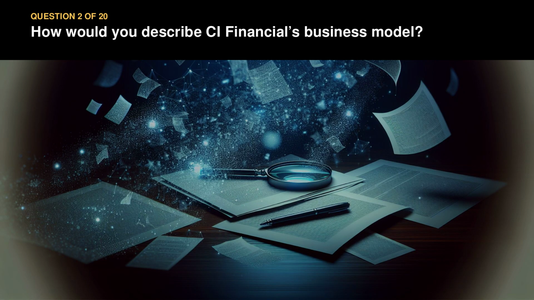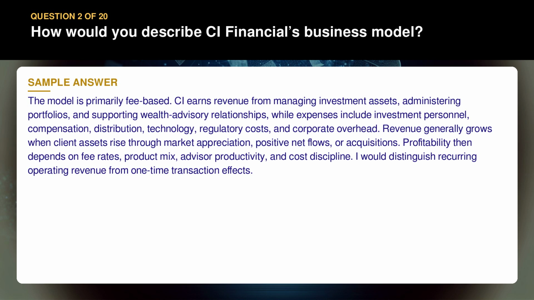Question 2. How would you describe C Financial's business model? The model is primarily fee-based. C earns revenue from managing investment assets, administering portfolios, and supporting wealth advisory relationships, while expenses include investment personnel, compensation, distribution, technology, regulatory costs, and corporate overhead.